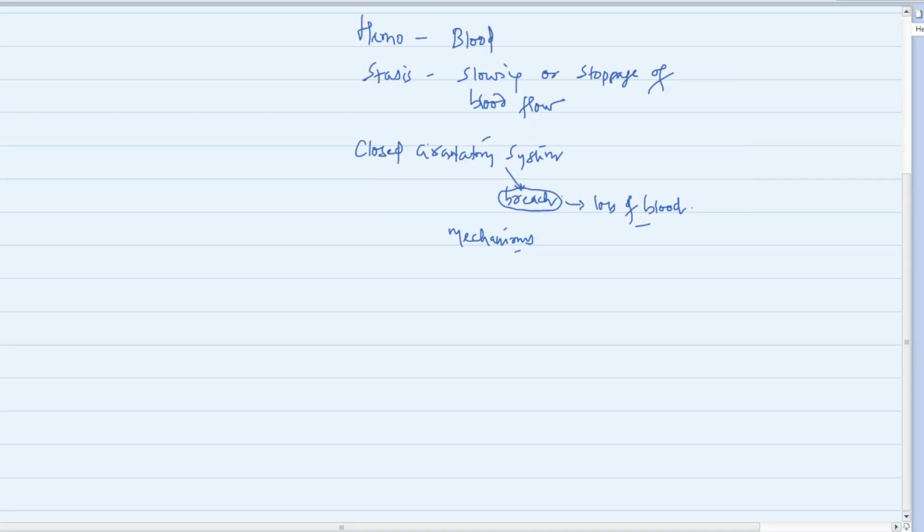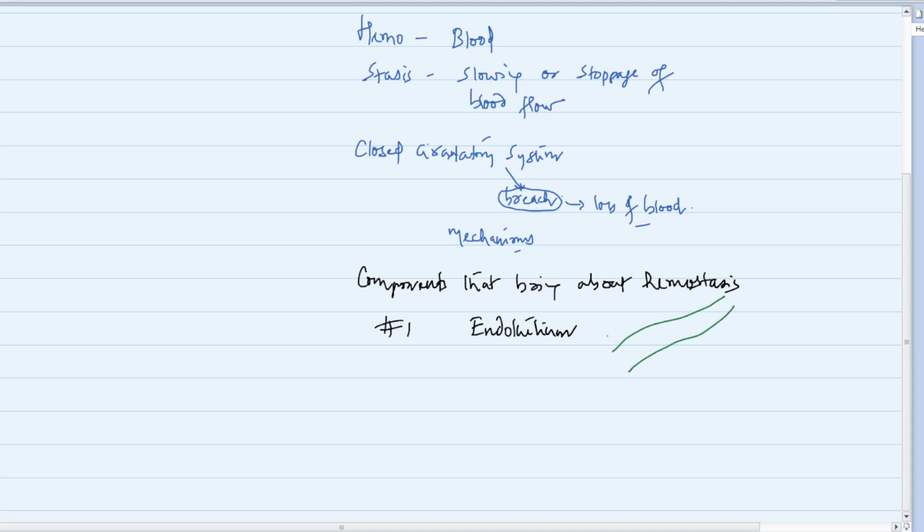So hemostasis has got four components to it. Okay, so there are components that bring about hemostasis. Okay, the first component is the endothelium. Okay, so endothelium, what's endothelium? It's the inner lining of the blood vessels. Okay, so you got an inner lining, and that is the endothelium.